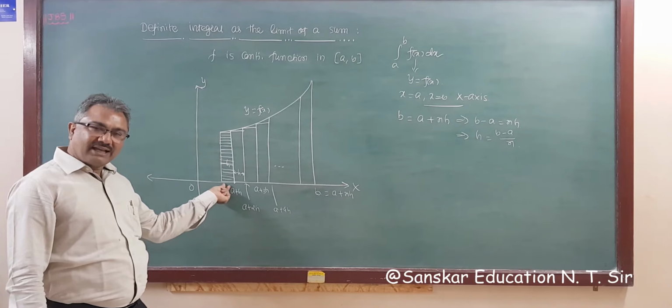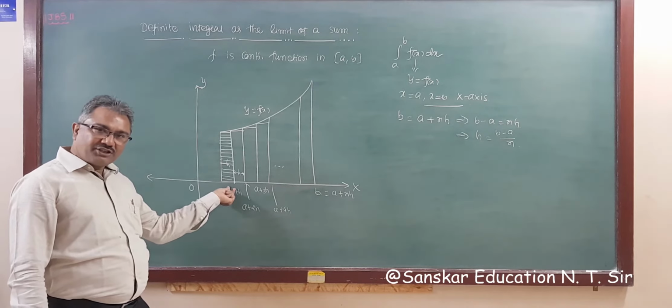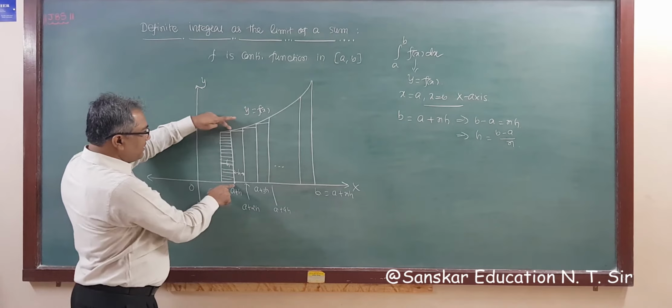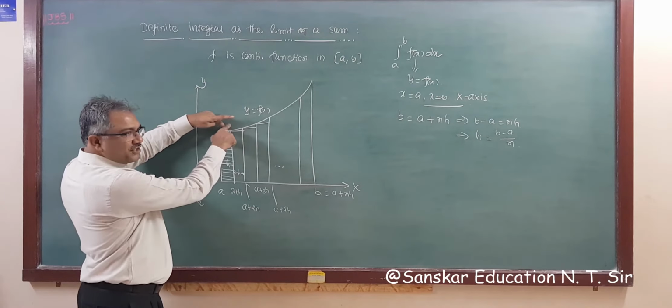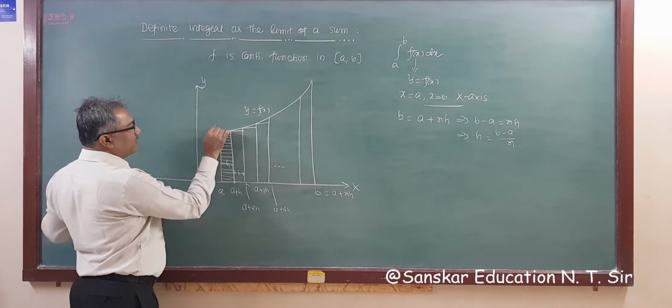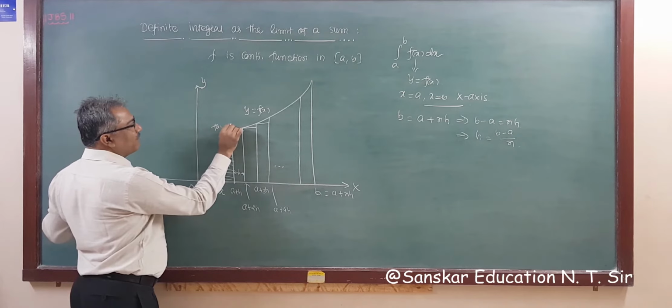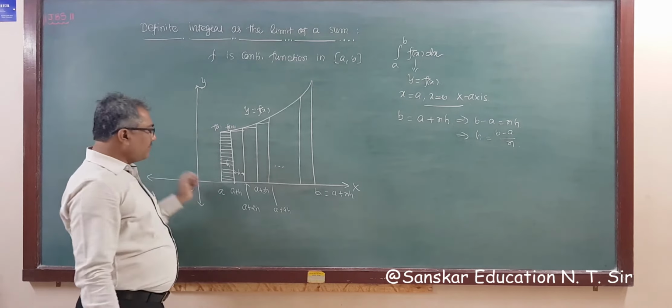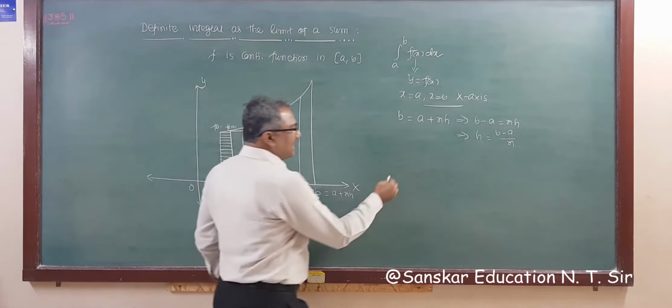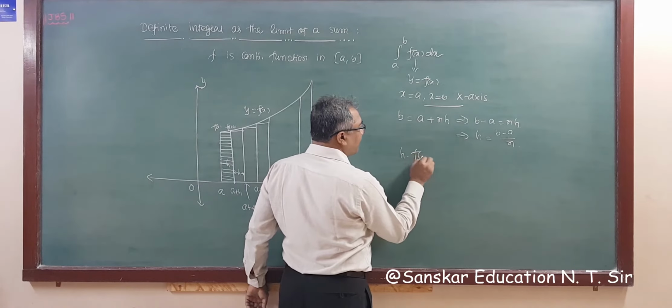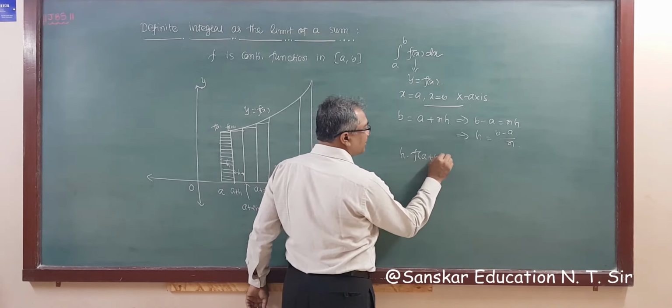What is this? This is h, and this length is a function of a plus h. If this is a, then the value of this is f of a, and this is f of a plus h. So the area of this first strip is h into f of a plus h.